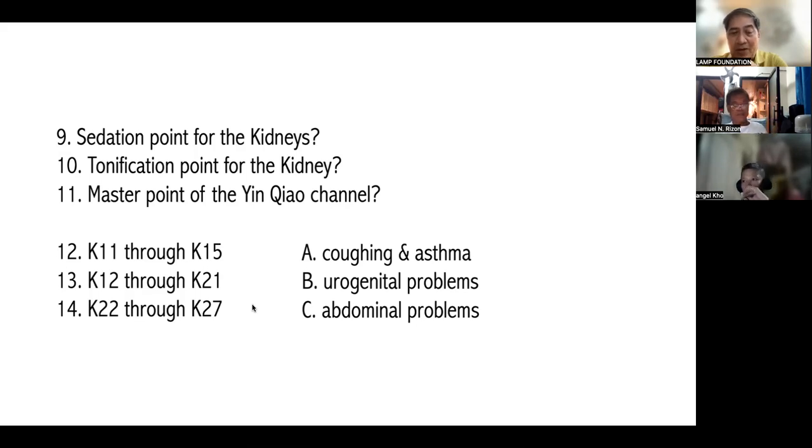Okay, wag mo akong sisihin pag nawala yung boses mo. Number 13, kidney 12 through kidney 21. My answer ko po sa 13 po is letter C po, Doc. Abdominal problems po. Okay, very good. And then finally, kidney 22. Number 14 po, my answer is letter A po, coughing and asthma po.